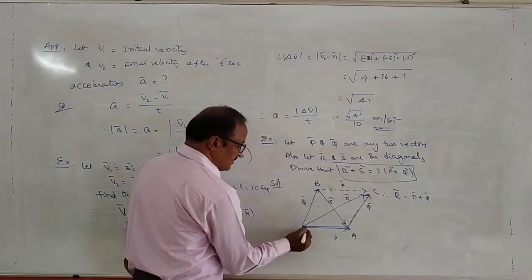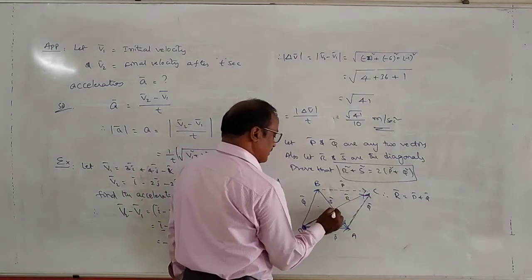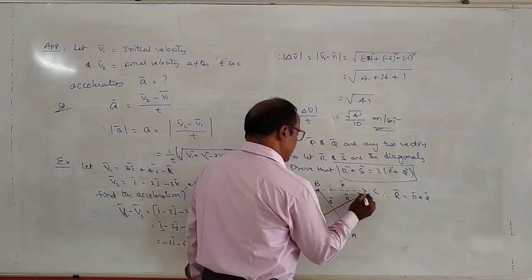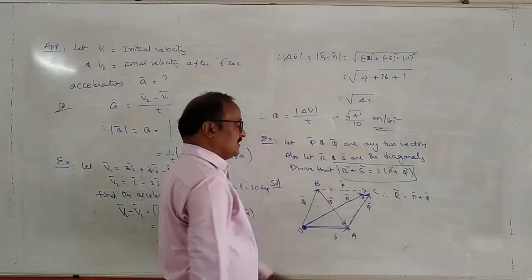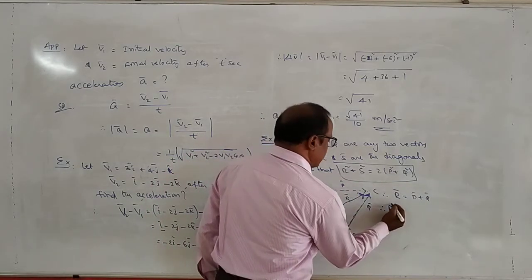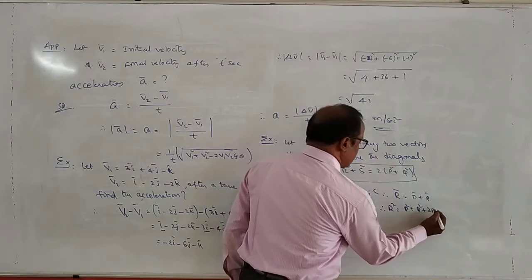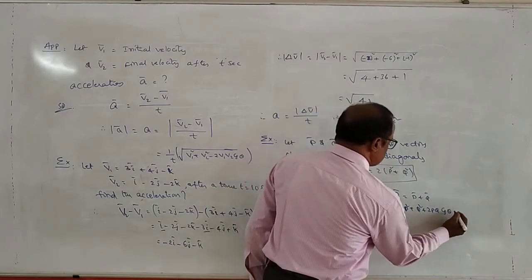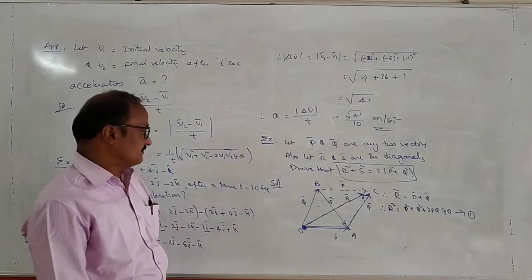Initial point, the tail of the first vector is joined with the head of the last vector by a straight line, making the arrow at the last point, which is the resultant of these two vectors. That means r bar is equal to p bar plus q bar, so r square is equal to what value? p square plus q square plus 2pq cos theta. It is equation 2.